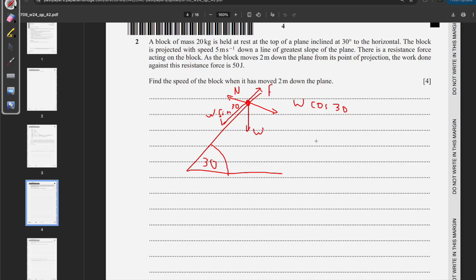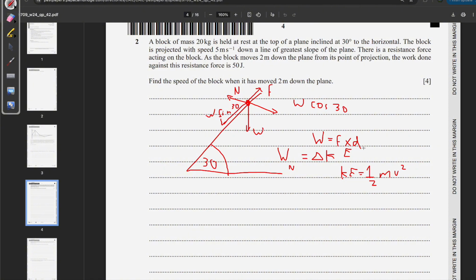Okay, so work is equal to force times distance, right? And also net work, I'll just call it Wn, is equal to the change in kinetic energy, right? And what is kinetic energy? Kinetic energy is equal to half mv squared.